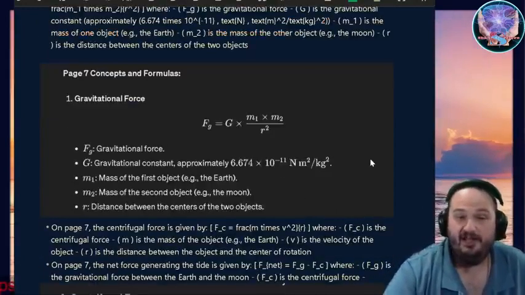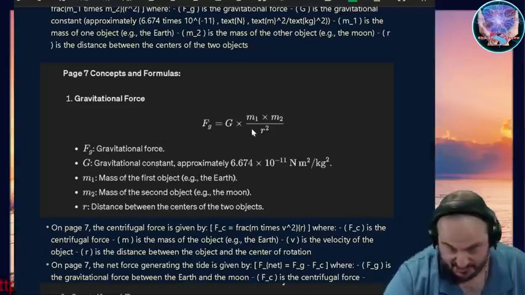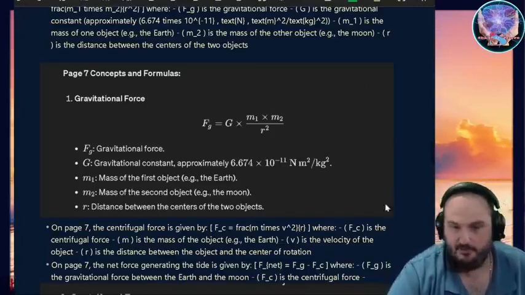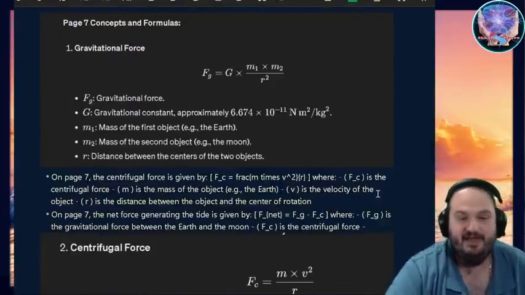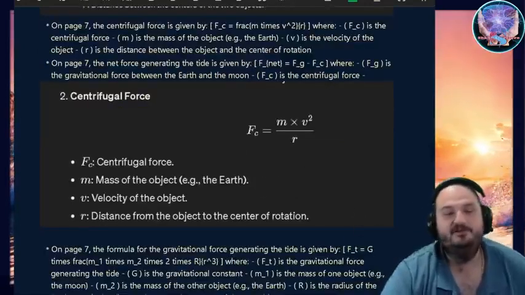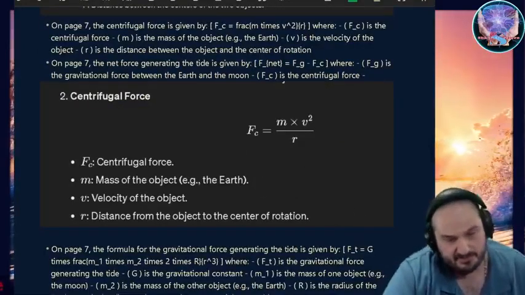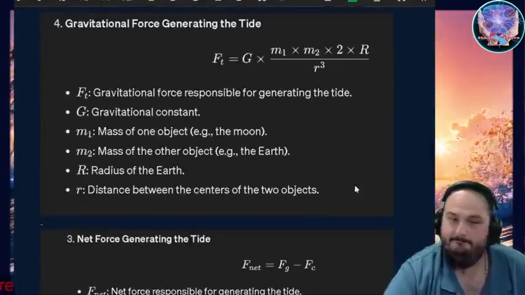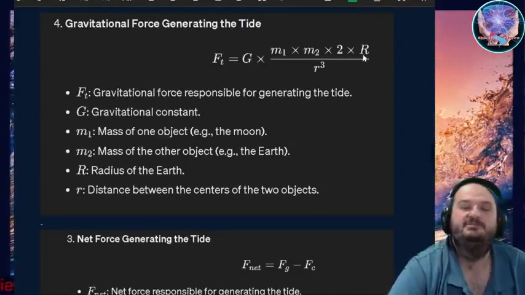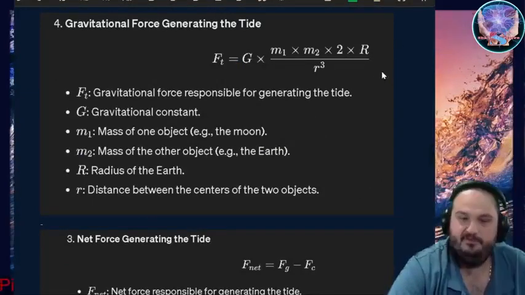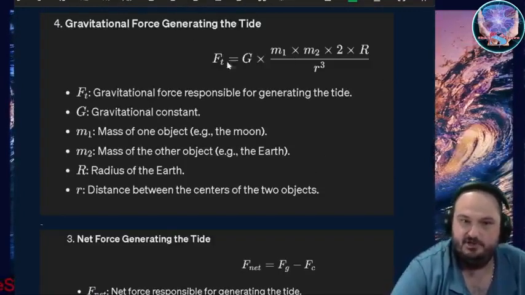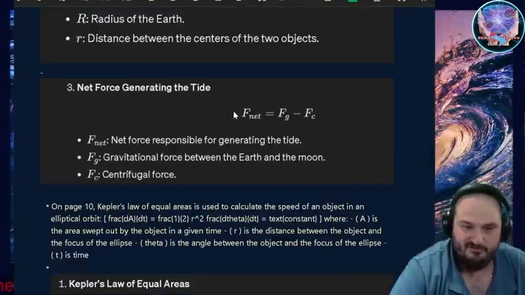So again, gravitational force in regard to the tide was just F equals G times M1 M2 over R squared, just basic Newton's form of gravitation, which we can reduce again, but which we won't. Then you have the centrifugal force, which is just mass times velocity squared over the radius, which is the distance from the object to the center of rotation. Gravitational force with the tide was the same thing we had before, except it was times 2 and then big R, the radius of Earth, over the distance between the centers of the two objects cubed. And that would give the gravitational force generating the tide.